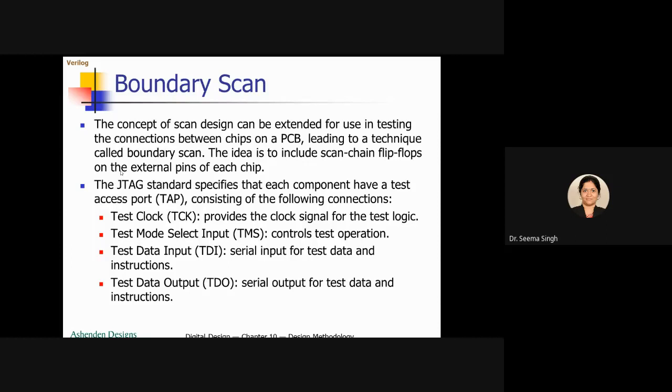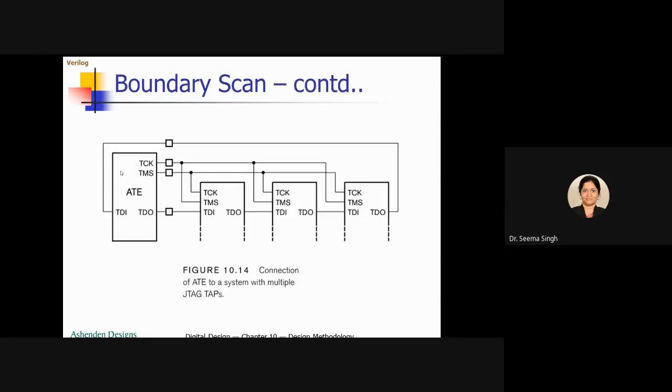Now we have something called ATE, automatic test equipment. It is able to show a typical connection of the TAP, that is the test access port, for any component on a PCB. I will show you one example. This is one example of boundary scan. What you can see, we are least bothered about what these blocks are and what they are doing. So you have this ATE. You see this? This is your ATE. This ATE only I was talking about. It is called automatic test equipment.